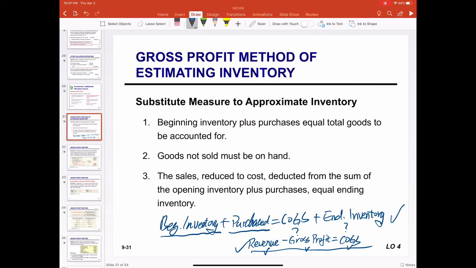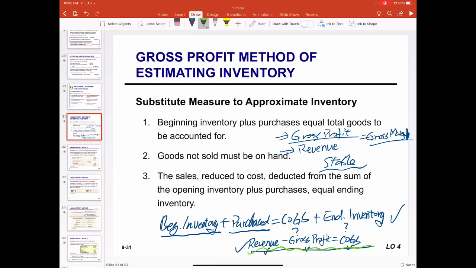The reason we can use this method is that for some firms, the relation between revenue and gross profit is stable when the firm has a stable mix of products and cost structures. Or we can say gross profit divided by revenue, which is the gross margin, is stable across different years. Because this relation is stable, we can use it to estimate cost of goods sold. Because we're using gross profit, this is called the gross profit method.